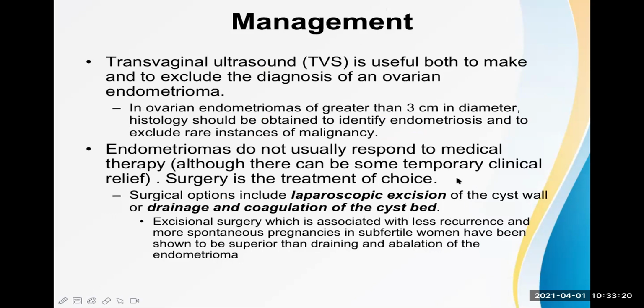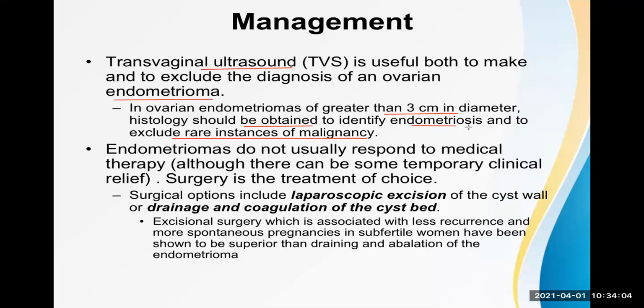Now, how to manage this type of case? Here, first we need to confirm that there is a chocolate cyst or ovarian endometrioma, and that is usually done by transvaginal ultrasound. In ovarian endometrioma of greater than 3 cm in diameter, histology should be obtained to identify endometriosis and to exclude rare instances of malignancy. Any type of ovarian mass, after it is excised, is always sent for histopathology, just to make sure this is not a case of malignant tumor. Otherwise, it will be a big mistake.